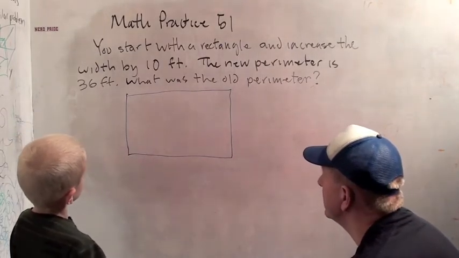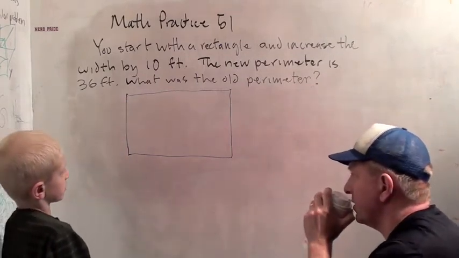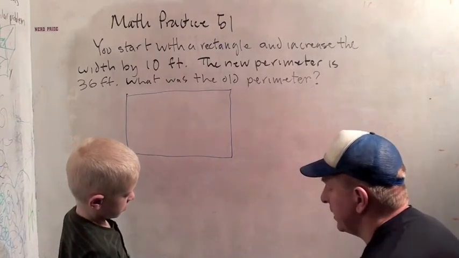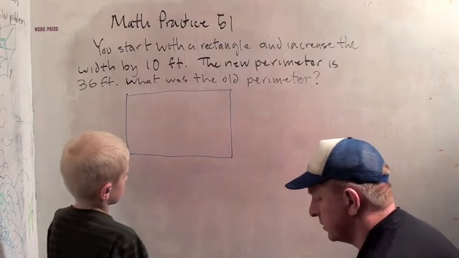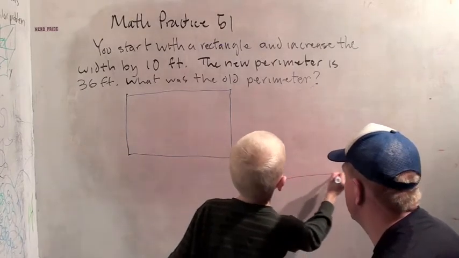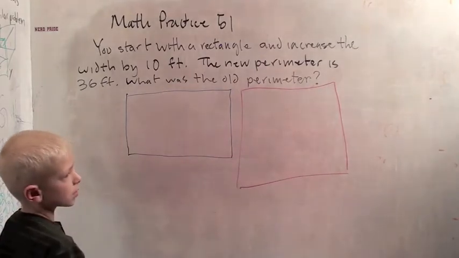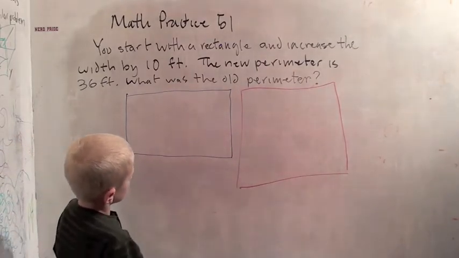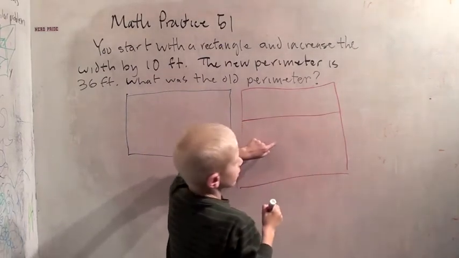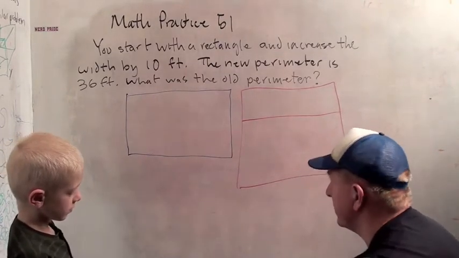And what do we do to make the new rectangle? Well, we increase the width by 10 feet. Okay, awesome. So where is that? Oh, you want to draw it with a different color? Here, pink probably is better than black. Go ahead. Okay. So where's the old rectangle here? Well, probably down here. Okay. So let me show you a way to do this a little easier on one picture.